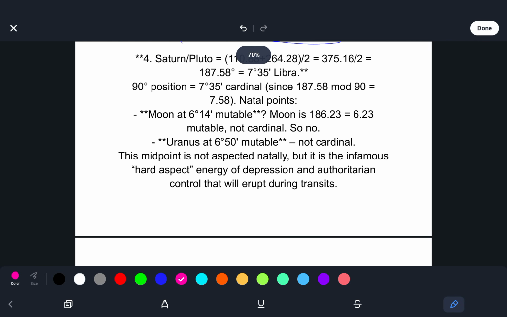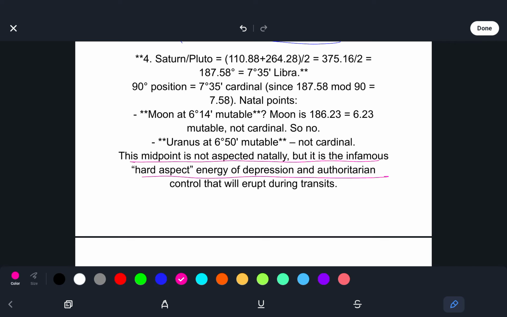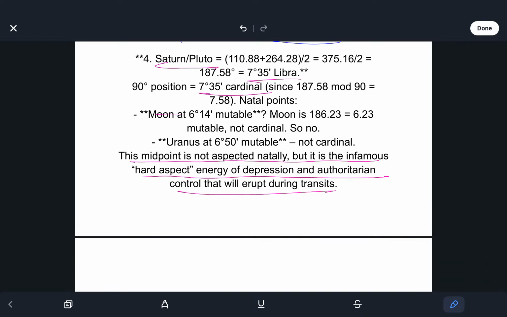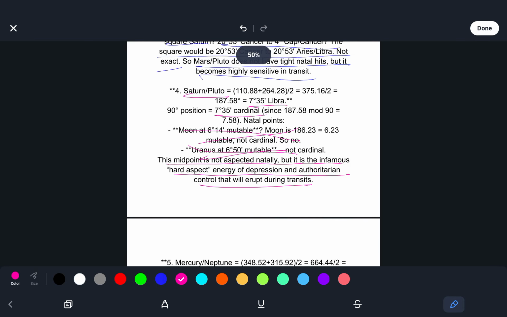Alright, Saturn-Pluto. Now this midpoint is not aspected natally, but it is the infamous hard aspect energy of depression and authoritarian control that will erupt during transits. We see this with Saturn-Pluto in Libra, 7 degrees 35 cardinal, but Moon isn't involved, and Uranus isn't involved here.